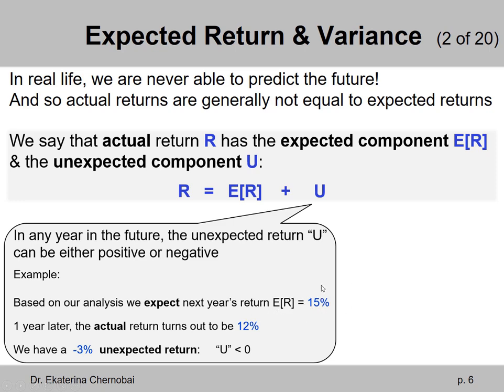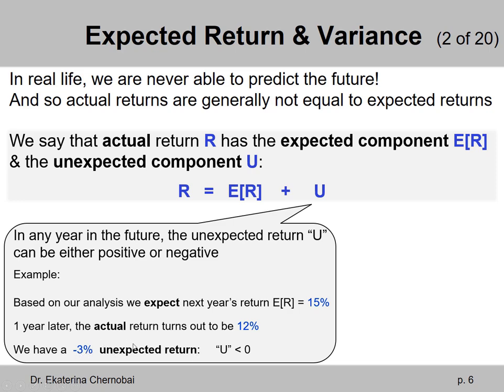So this is the expected return, what we thought it would be. But 1 year later, since our last year's prediction, 1 year went by, we are now today, and we can actually observe what we received from the company, which translates into some percentage return. And let's say that actual return is now 12%. So what does it mean? We thought the return would be 15%, but it ended up being lower than that, only 12%. It's 3% lower. So we say that the unexpected return component is negative 3%.